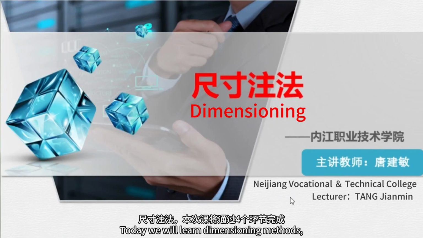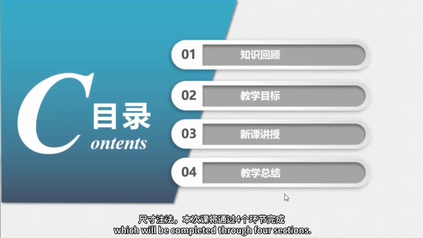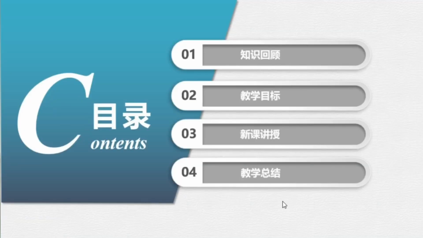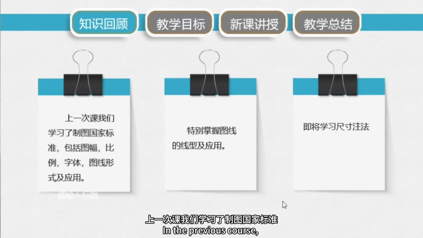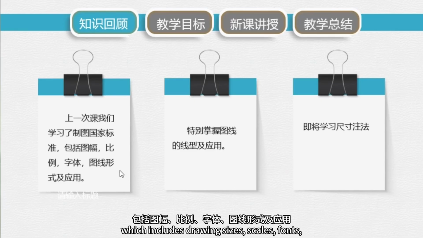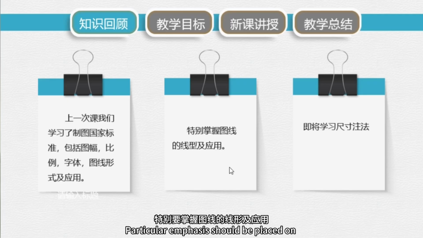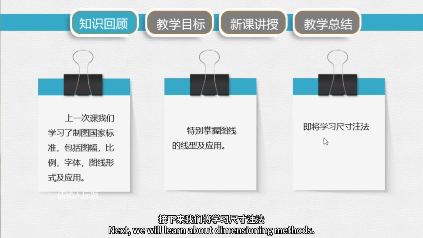Today, we will learn dimensioning methods, which will be completed through 4 sections. Review of previous knowledge. In the previous course, we learned about Chinese national standards for technical drawing, which includes drawing sizes, scales, fonts, line types, and their applications. Particular emphasis should be placed on mastering line types and their applications. Next, we will learn about dimensioning methods.